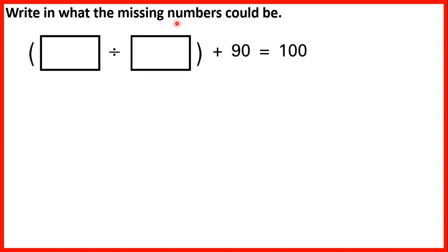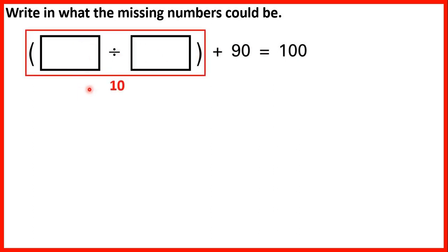Write in what the missing numbers could be. So we have a calculation with brackets, and when we see brackets, we do what's in the brackets first. So we have what's in the brackets plus 90 equals 100. So what's in the brackets must give an answer of 10. So 10 is the number that we're looking for, so something divided by something equals 10.